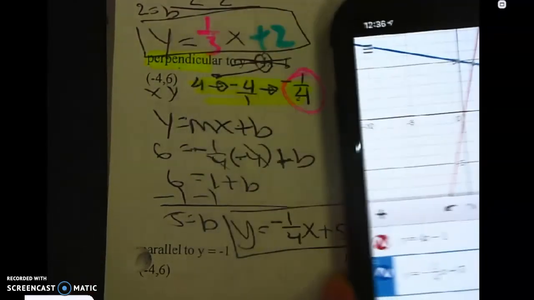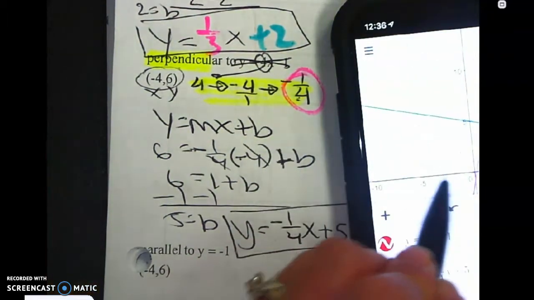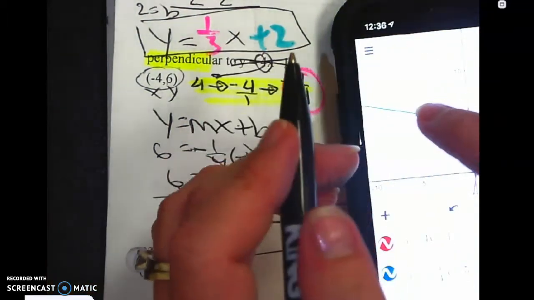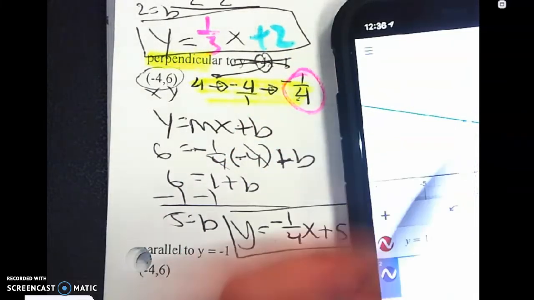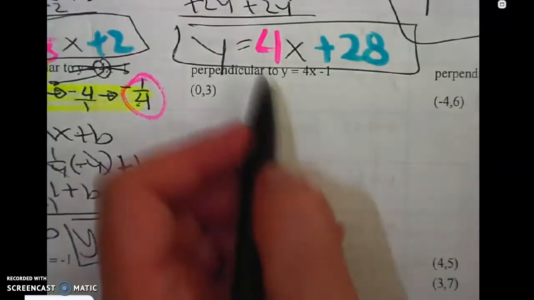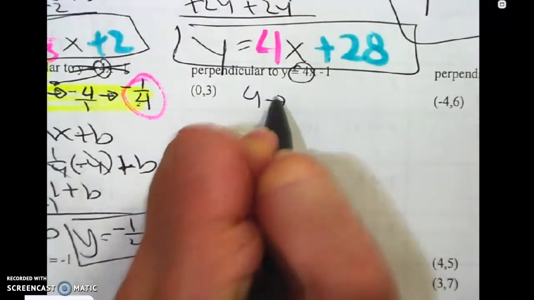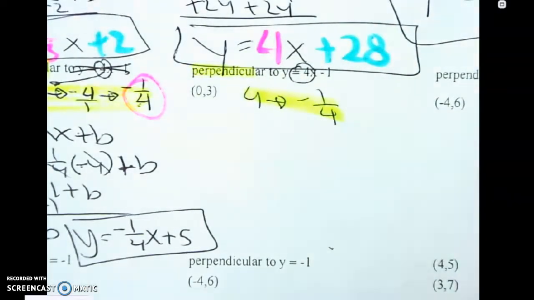Something else I can check is I said it goes through the point negative 4, 6. If you look right here, there's negative 4, 6 right there. That's that point right there. I can't really hover over it very well, but you know it actually is right. All right, perpendicular. So we know the perpendicular to 4 is negative 1/4. So that's the perpendicular.